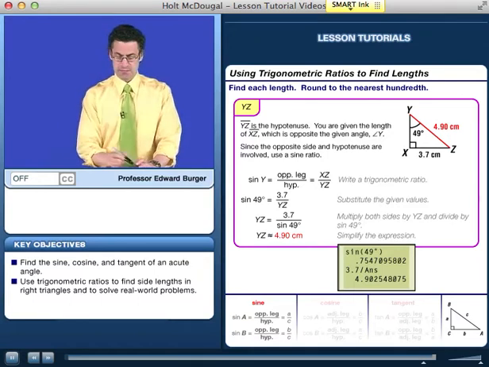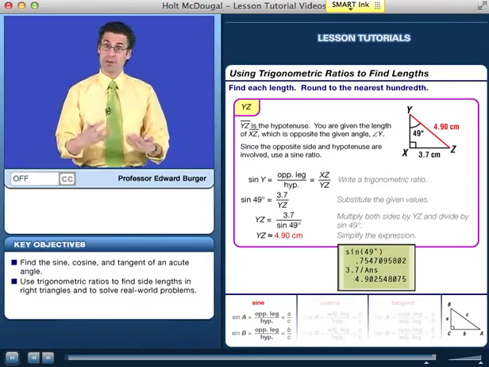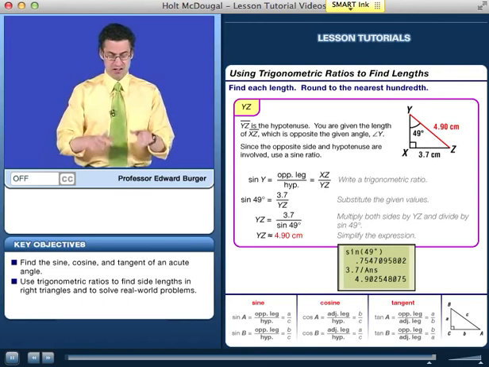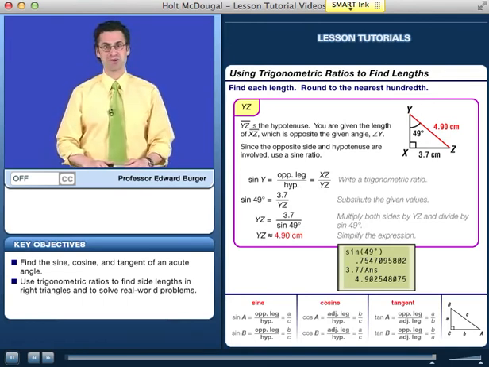Very, very cool. You can see you're beginning to, I hope, appreciate with me the power of these ratios. They allow us to actually compute things for real. And that's pretty cool.